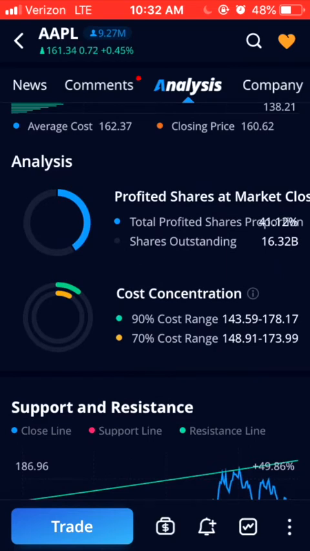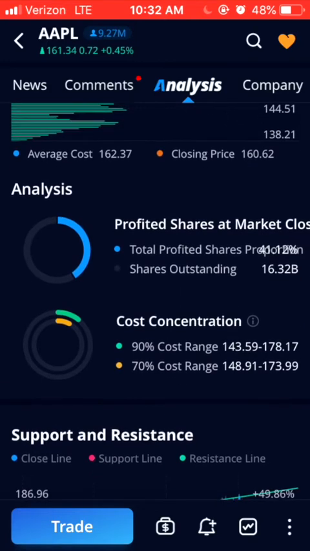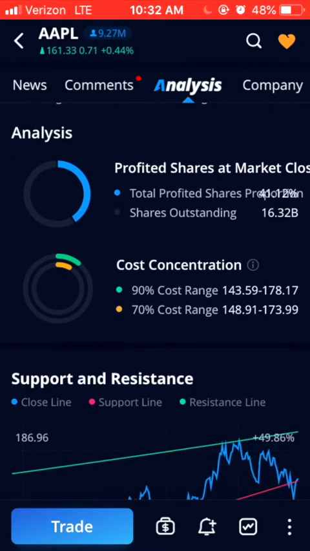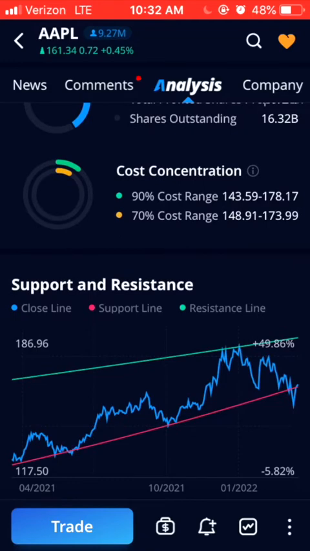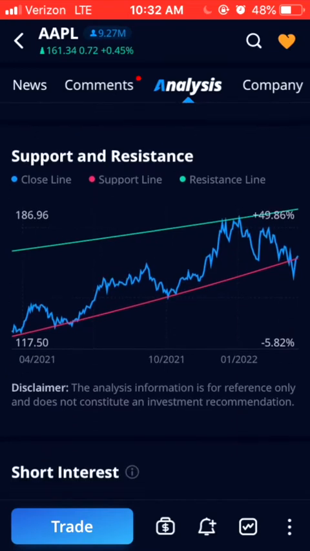And the cost concentration shows you 90% of the cost range of all the shares is between 143 and 178. Here it shows you the support and resistance lines. You see it broke under that line very recently, and that would indicate a good time to buy.